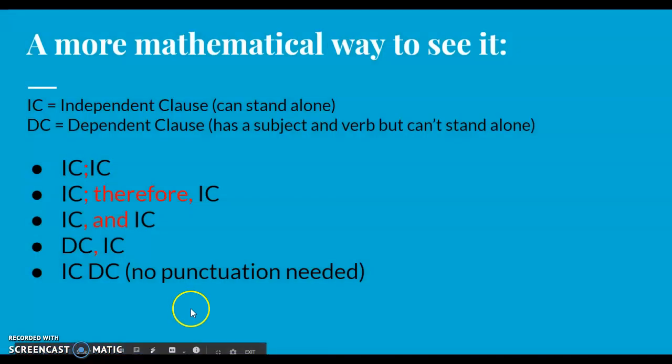So here's another way to look at it. It's kind of a more mathematical way to view it. Remember, independent clause can stand alone, dependent clause cannot. So if you have an independent clause and an independent clause, you put a semicolon between them. Or independent clause, semicolon, and then the conjunctive adverb like therefore or however, and an independent clause. Independent clause, comma, and independent clause, or dependent clause, comma, independent clause. If you have independent clause and then dependent clause, no punctuation is needed.